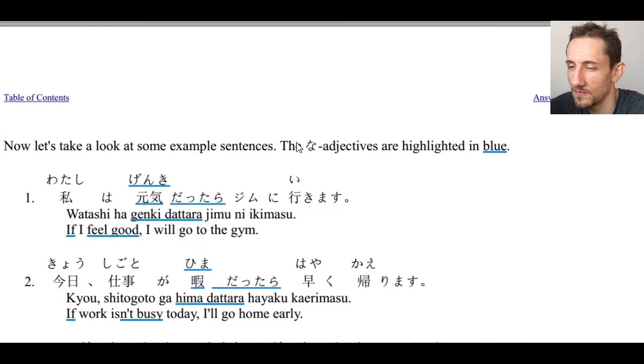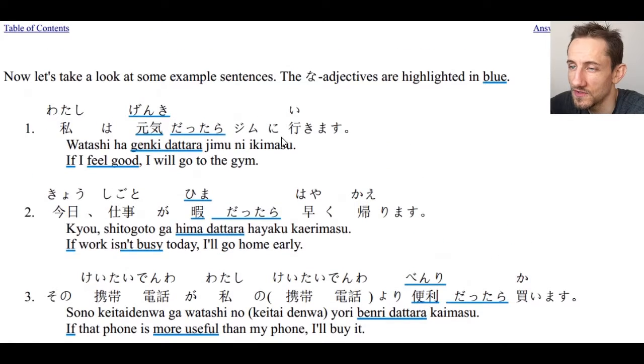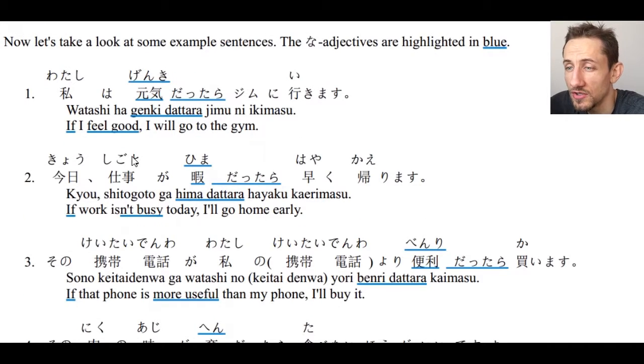So now we'll look at some sentences. Number 1, you'll see that the na-adjective is highlighted in blue. Number 1, 私は元気だったらジムに行きます. If I feel good or if I'm energetic, 元気だったら, I will go to the gym. Number 2, 今日仕事が暇だったら早く帰ります. So if work isn't busy today, I'll go home early. Hima means free. So hima dattara means like free. If I'm free, if I have nothing to do, I will go home early.